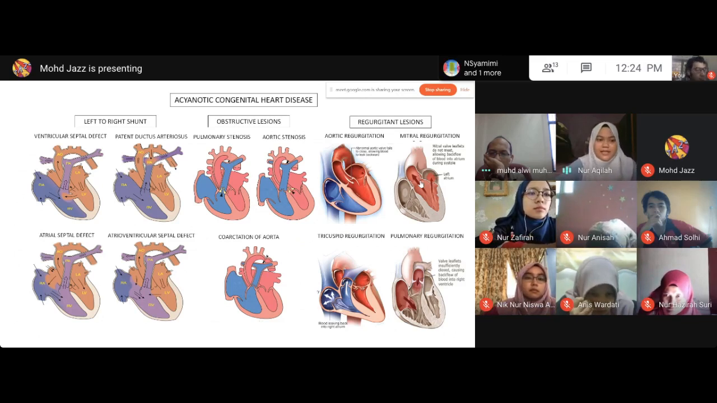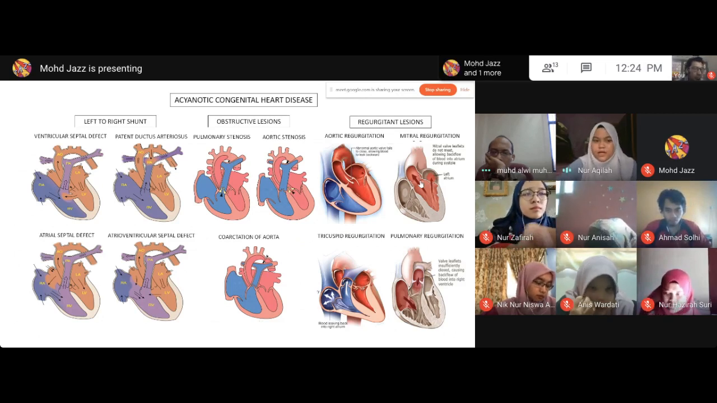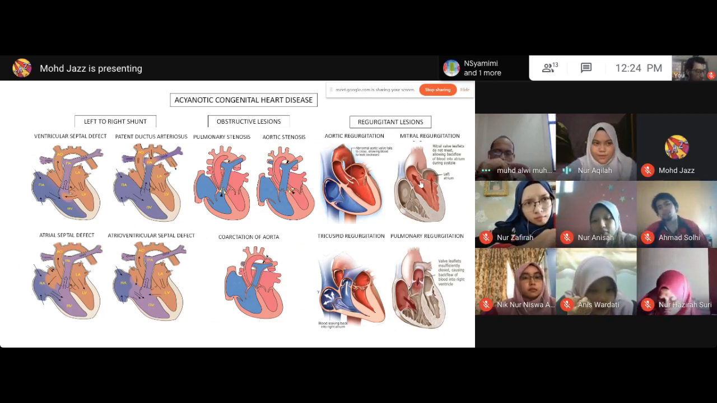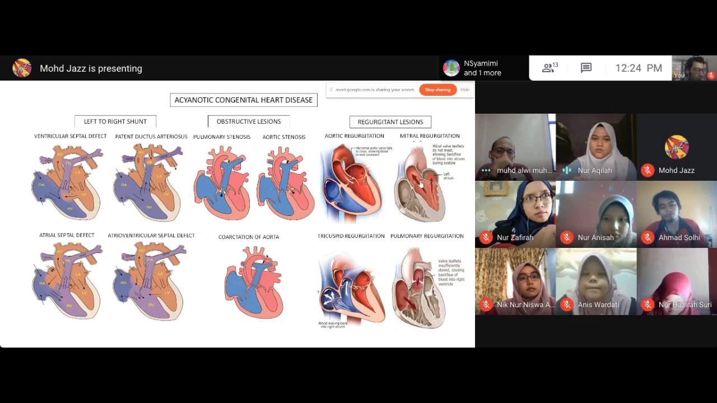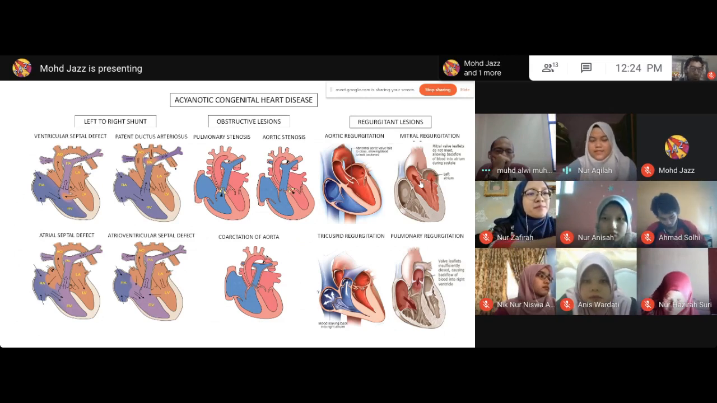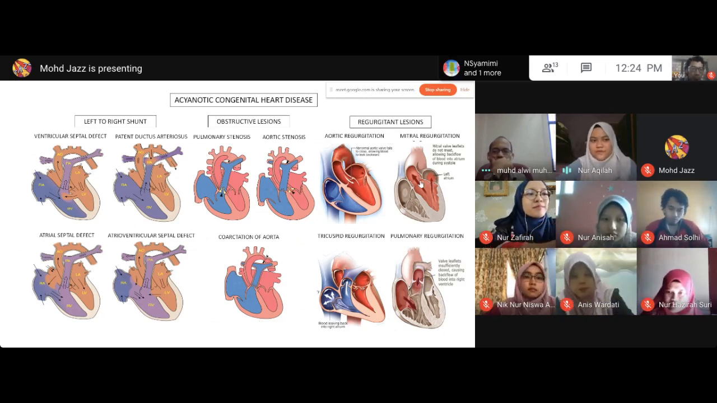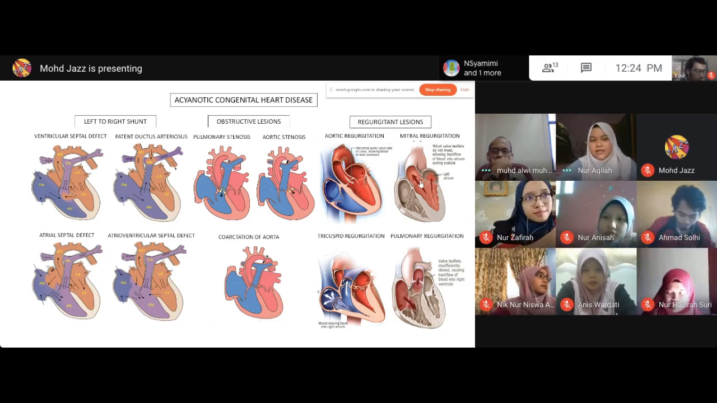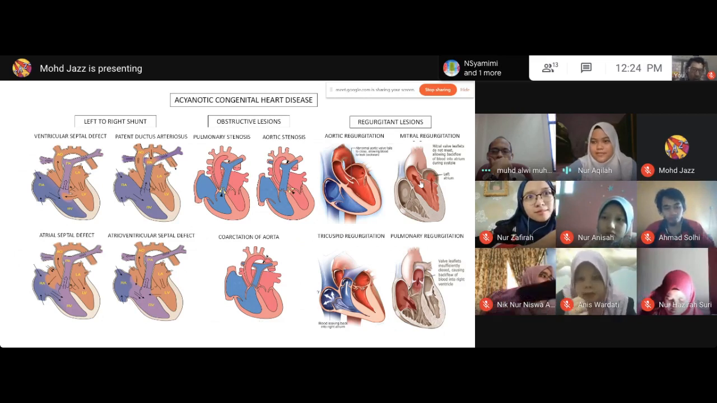The second type of VSD is the muscular type. The muscular type is relatively less common than the membranous type. However, compared to membranous type, the muscular type has a higher chance of spontaneous closure. The muscular type can be further divided into single or multiple, also called Swiss cheese muscular VSD. As for the presentation, it depends on the size of the VSD. We can say the VSD is small if it is less than the size of the aortic valve, about 3 mm to 5 mm. And we say it is moderate to large if the lesion is as big as the aortic valve or even bigger, so more than 5 millimeter or more than 1 centimeter.